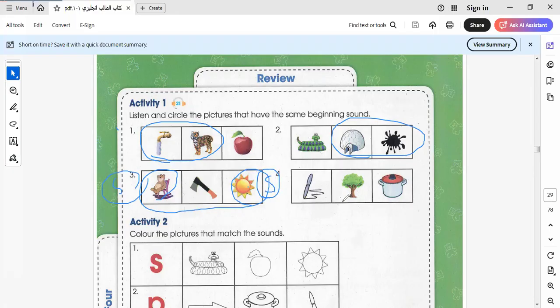Here we have pin, tree, put. So here is pin and here is put, both started by letter P. Let's go to another activity or another question here.